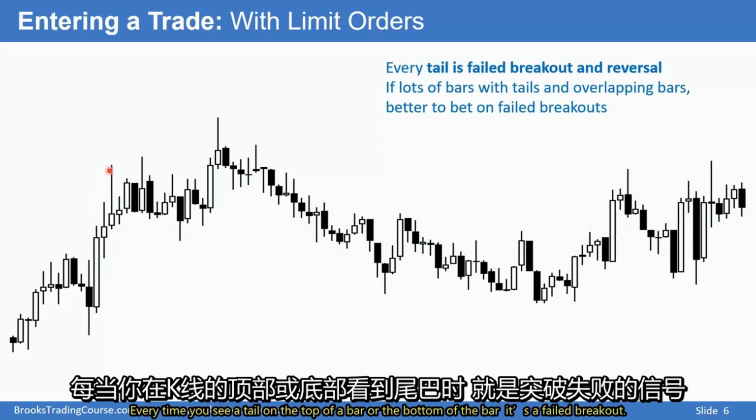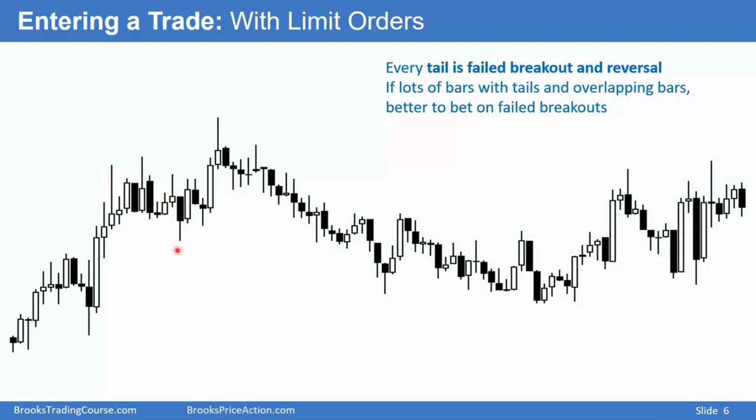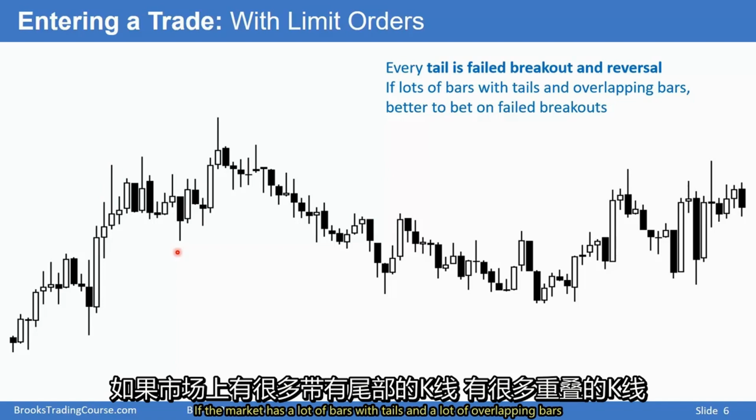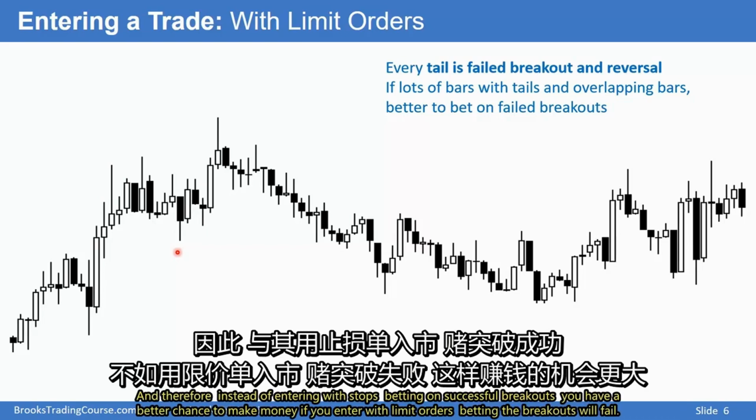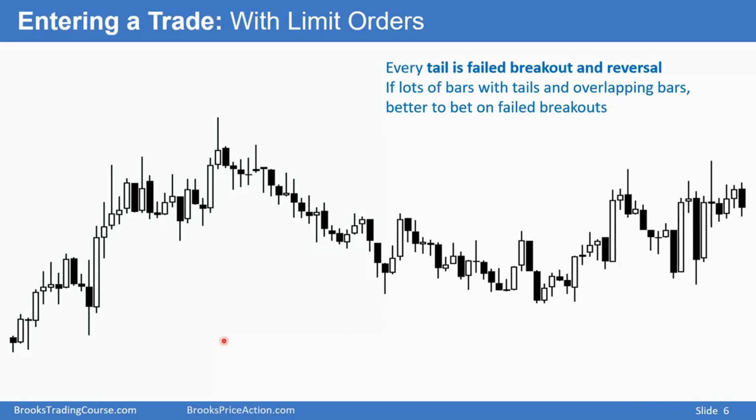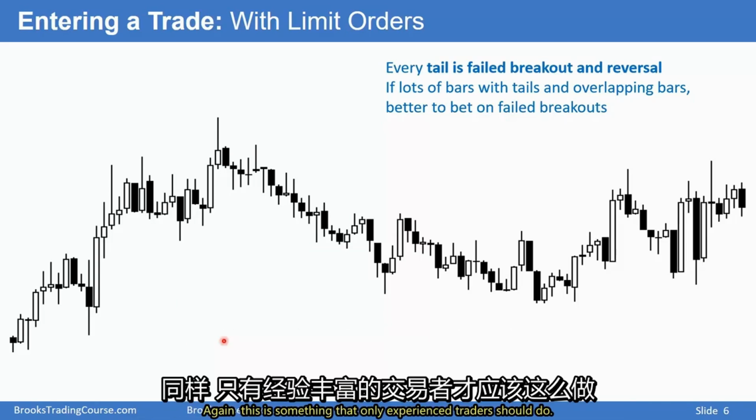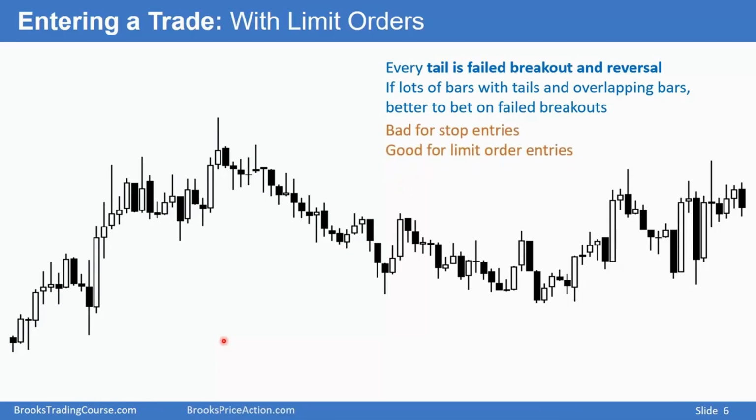Every time you see a tail on the top of a bar or on the bottom of the bar, it's a failed breakout. If the market has a lot of bars with tails and a lot of overlapping bars, it has a lot of bars that are failing to break out above or below the prior bar. And therefore, instead of entering with stops betting on successful breakouts, you have a better chance to make money if you enter with limit orders betting the breakouts will fail. Again, this is something that only experienced traders should do.